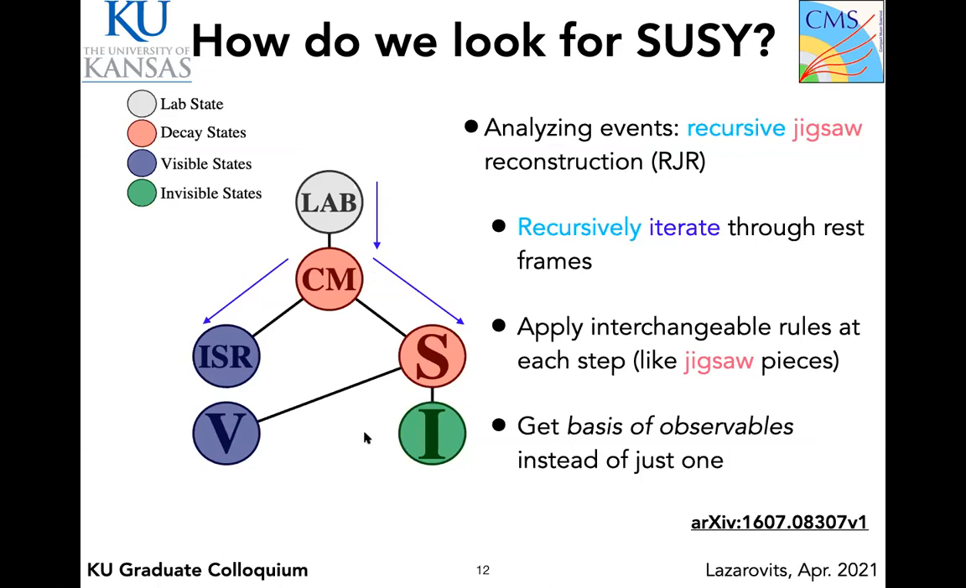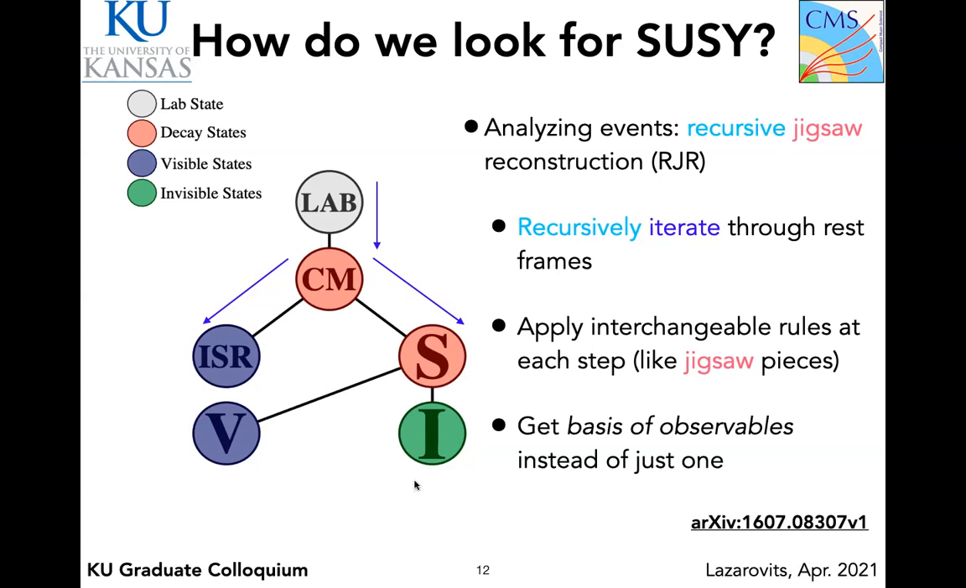So in this particular schematic, you can see that we start in the lab frame. We can iterate down to the center of mass frame where the protons collide. From there, we have our ISR reference frame recoiling off of our sparticle reference frame, which can then be further decomposed into our visible system, which includes leptons, and our invisible system, which includes either missing energy in the form of neutrinos or potentially supersymmetric particles.